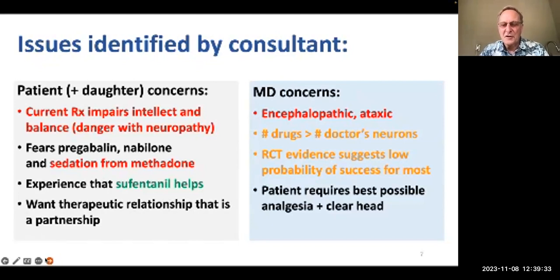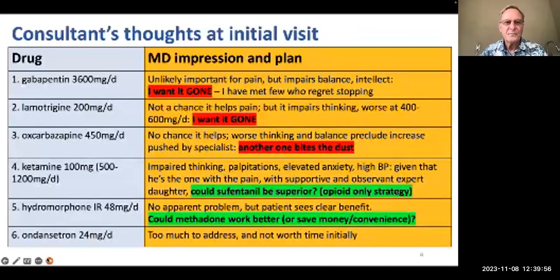I also thought, knowing randomized controlled trial evidence about such drugs for pain, the chance that any one of them was useful was probably exceedingly low compared with the chance of toxicity. And the goal for me was that he needs the best possible analgesia and a clear head, because it was important to him to be able to continue driving. So what I thought initially was gabapentin is so unlikely to be helpful even for neuropathic pain, so likely to impair his balance and intellect, that I wanted it gone.